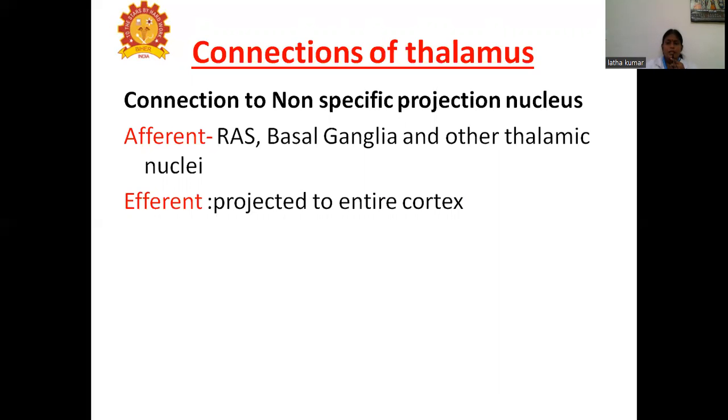These are functionally associated with diffuse thalamic projections which produce marked changes in the electrical activity of the cerebral cortex when they are stimulated. The non-specific projection nuclei include the centromedian nucleus and other intralaminar nuclei, and midline nuclei. The afferents to these nuclei come from the RAS, reticular activating system, basal ganglia, and other thalamic nuclei. The efferents from these nuclei project to the striatum and the entire neocortex.